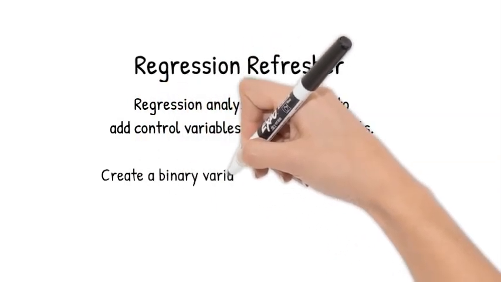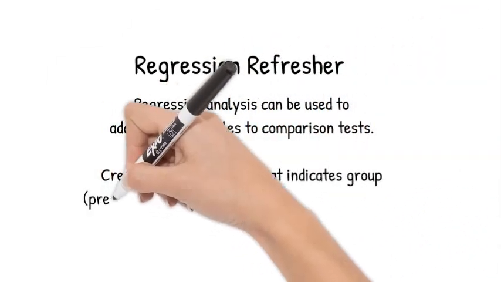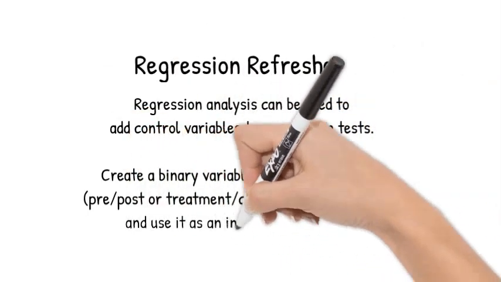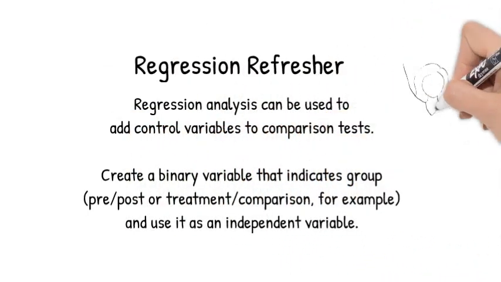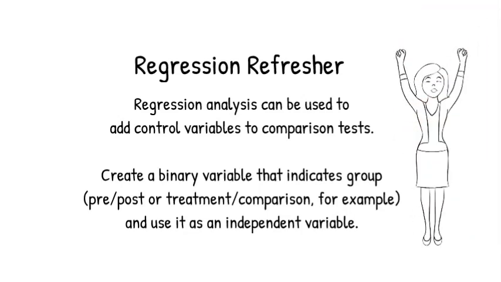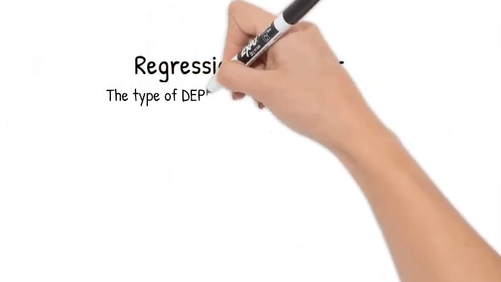A quick refresher on regression analysis may be helpful as well. We can use regression analysis for correlation, but it can also be used to add control variables to the other kinds of comparison tests we talked about. In order to do that, you would create a binary variable that indicates group, such as pre-test versus post-test, or treatment versus comparison. You can then use that binary variable as an independent variable in your analysis and add other control variables as necessary.